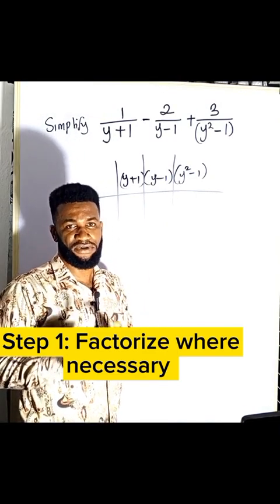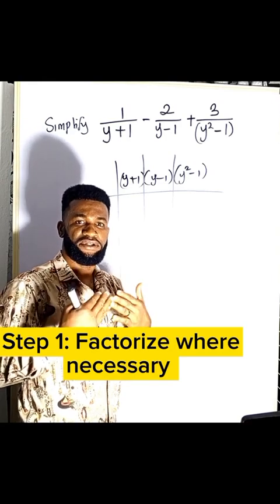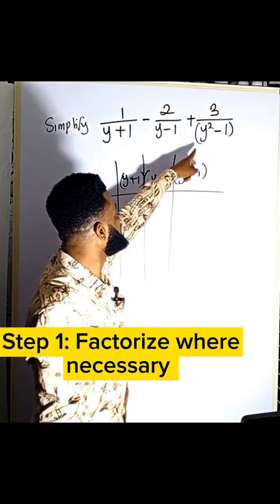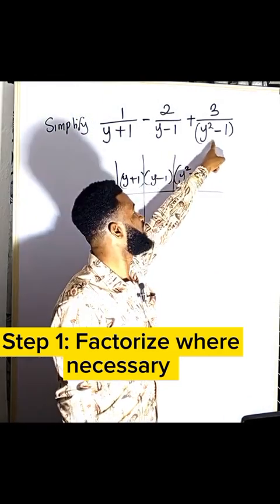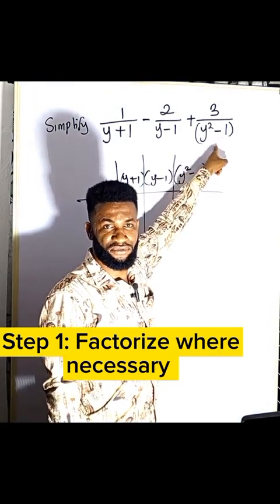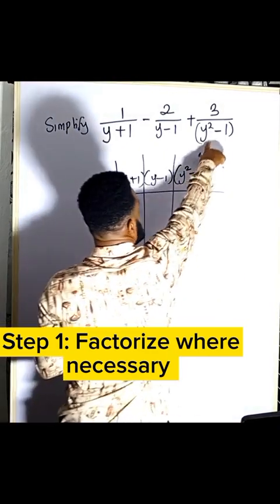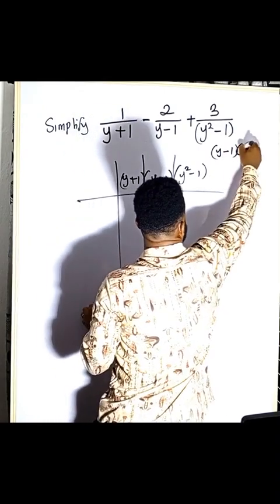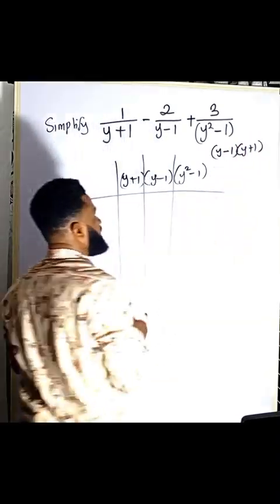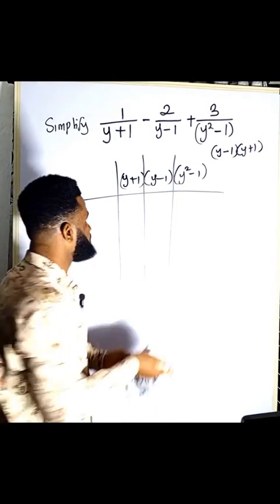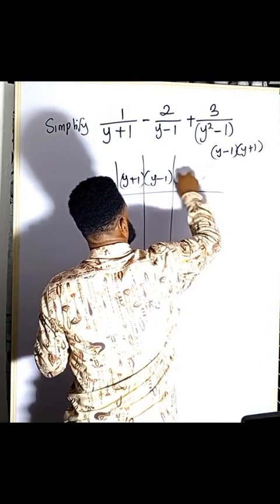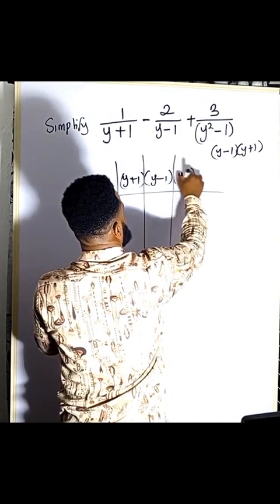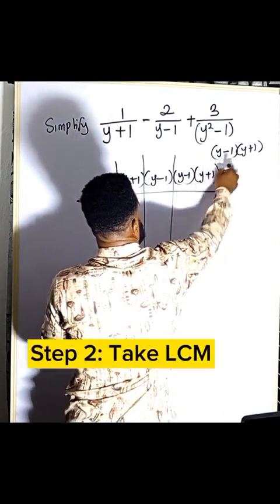When there is nothing else to factorize, the next thing you do is to take the LCM. So if there is anything to factorize, you factorize. Right now, this one I'm supposed to factorize. So let's go there and factorize. We call it difference of two squares. And to factorize this, I'm going to have y minus 1, bracket y plus 1. I have factorized it. Therefore, inside this place, I'm going to have y minus 1 and y plus 1.